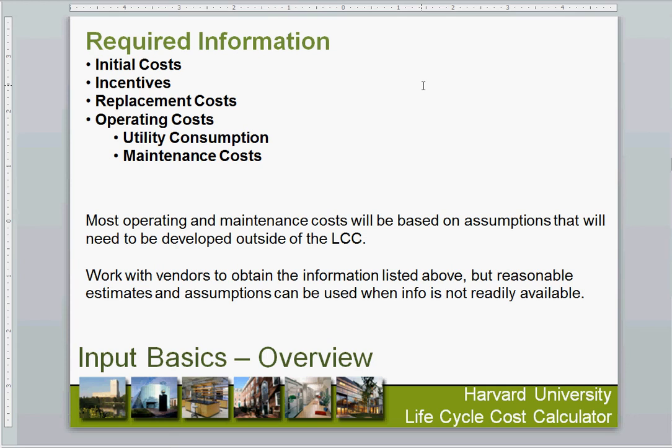this information isn't just embedded in the calculator. You can't go into the calculator and say, oh, I'm doing a lighting project, tell me how much energy I'm going to save. You have to do some research into your measures ahead of time. So it's expected that you're going to know the costs, the potential incentives, the replacement costs, the amount of utility or energy consumption, and the ongoing maintenance costs. This information has to be prepared ahead of time.